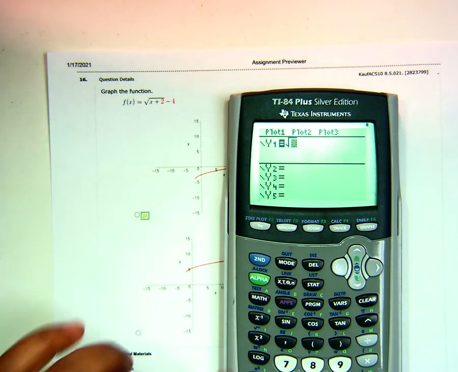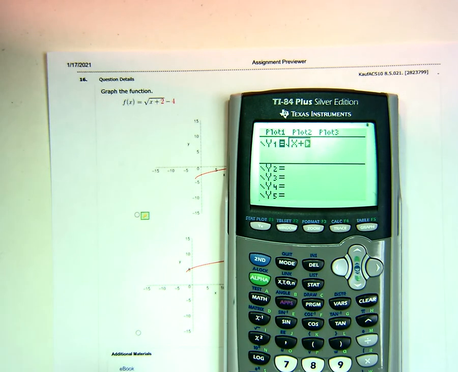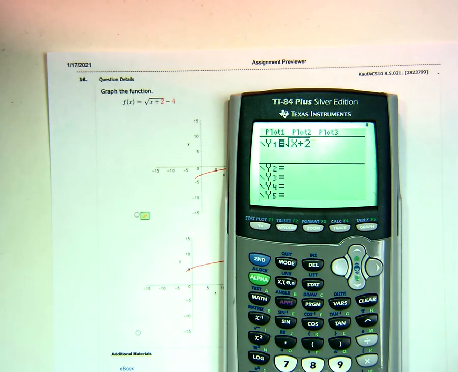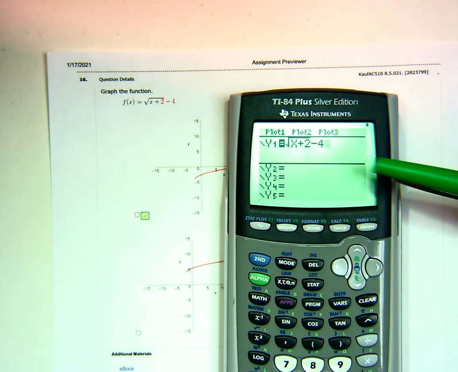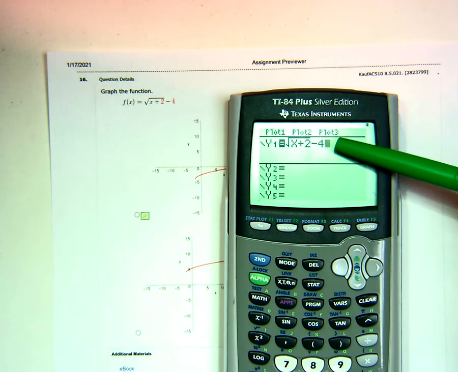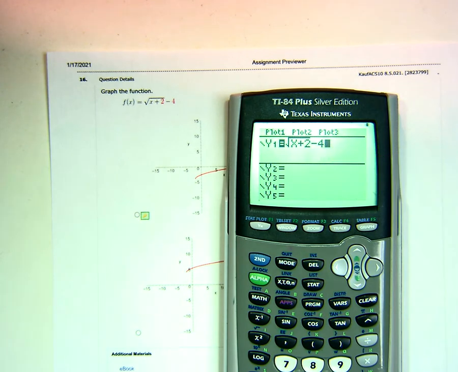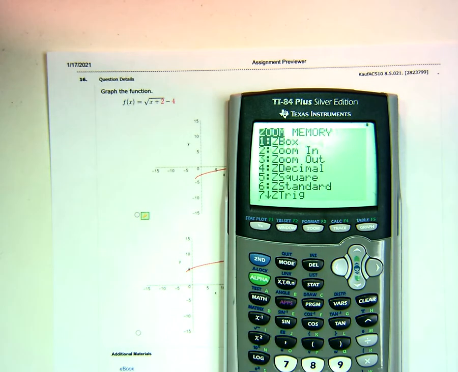Inside or under the radical, put x plus 2. Use your right arrow key. -4. So pay close attention to how you're typing it so that 4 won't be under the radical sign. If so, you're going to have to clear it out and try it again. Make sure you don't forget to hit the right arrow key. Hit enter. We're going to go back to zoom. Go to zoom standard.